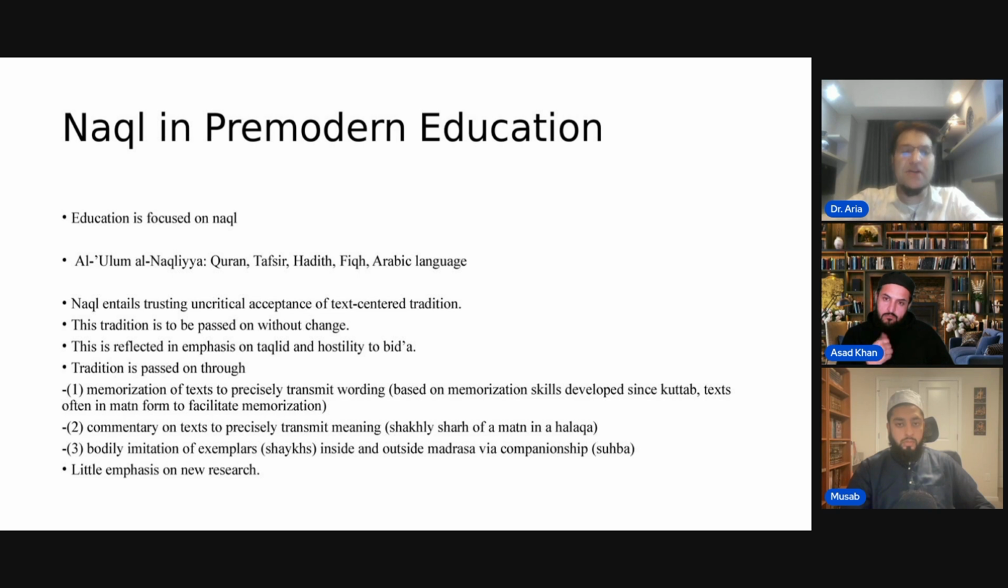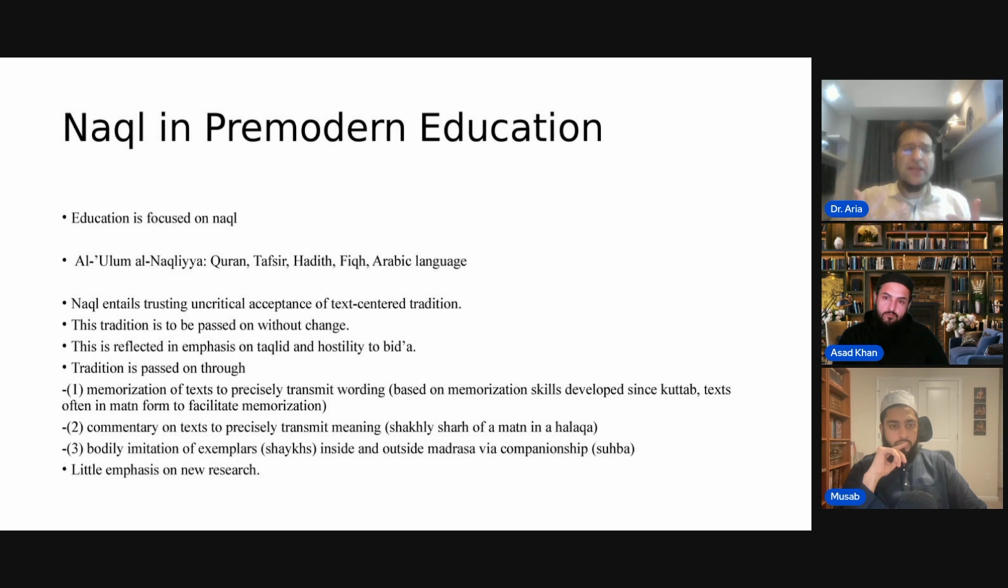And this tradition is passed on through a number of different ways, which really center on uncritical acceptance without shak. One of them is memorization of texts to precisely transmit the wording of scripture and other things. So there are memorization skills that are developed in the kutab. You develop them while you're memorizing the Quran, and then you use them to memorize other texts. Many of these texts come in the form of a matan, which is condensed. It's short in words, it's condensed in its rhyme to facilitate memorization. Memorization is not a process that involves critical thought. It's just an automatic reproduction of texts.